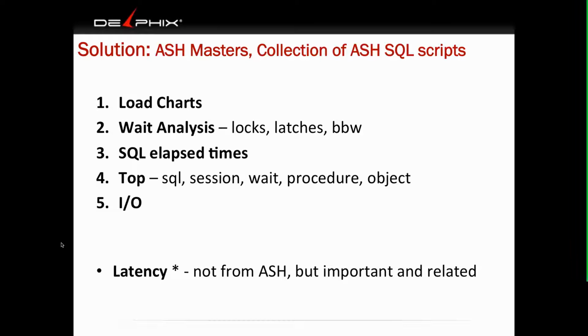So 5 types of queries. We're going to look at load charts. We're going to look at queries that analyze specific wait events, like the buffer busy wait or the locks. We'll look at SQL elapsed times. We'll look at top queries, top session, top SQL, and finally I/O. One last thing I want to talk about, if we have time, is how to get latency. I don't get latency from ASH. It's very related to ASH, but I don't get it from ASH, and I'll show you what I use to get latency.